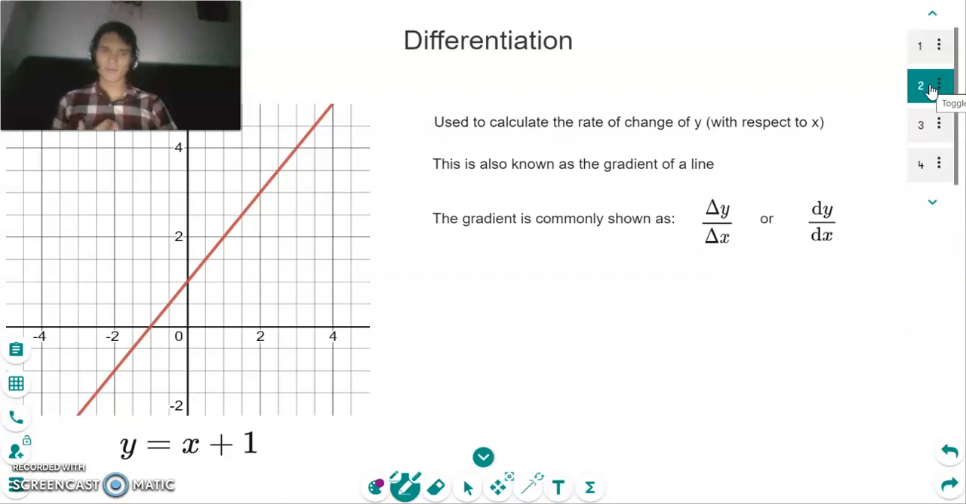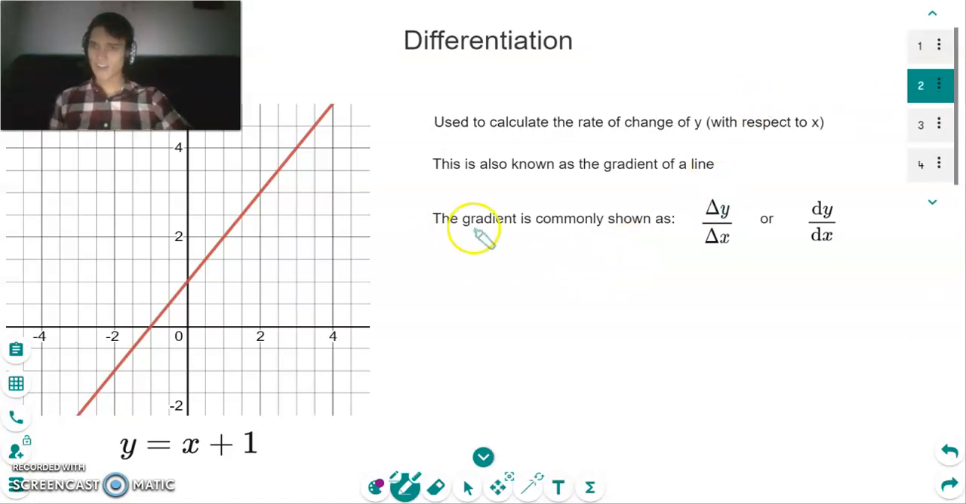When we talk about the rate of change of y with respect to x, we're just talking about the gradient of a line. How much is y changing when x changes? And differentiation is essentially just trying to find this gradient. We also sometimes refer to it as the derivative of the equation of the line, but most commonly, you'll see it as the gradient. What is the gradient of the line? Differentiation will find this gradient.